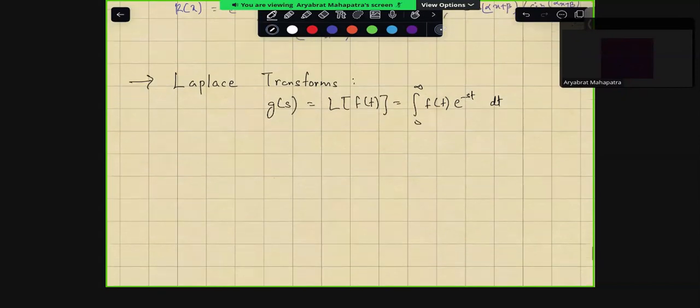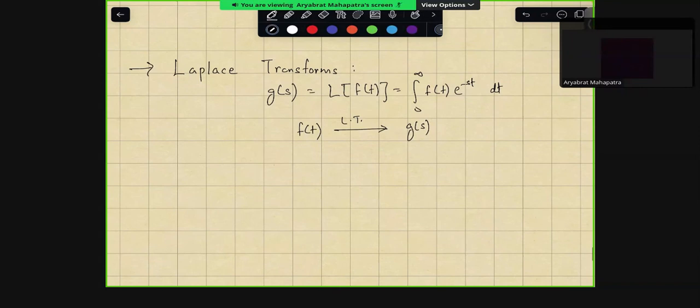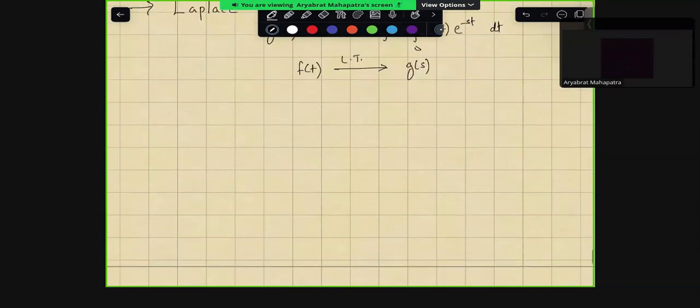So if you have a function f of t in the t variable domain, upon doing the Laplace transform you go to the s variable domain, where you get a function g of s for the corresponding f of t. We also studied how this is similar to Fourier transforms and how it is different, and various other properties of Laplace transforms. And from there we also studied Green's functions.